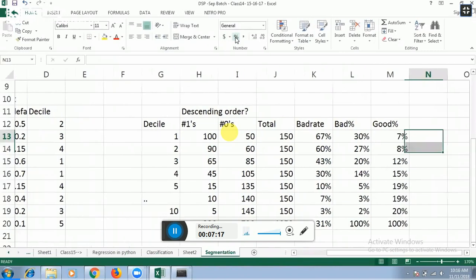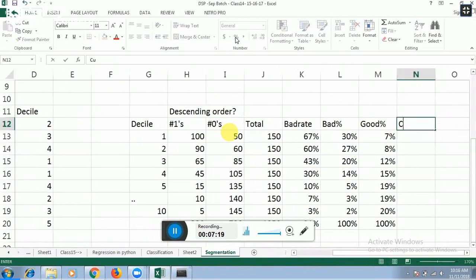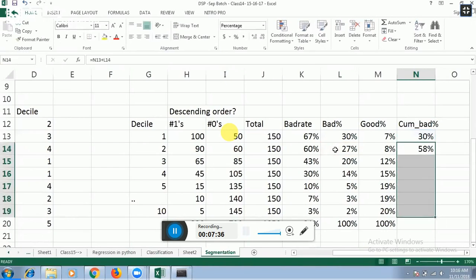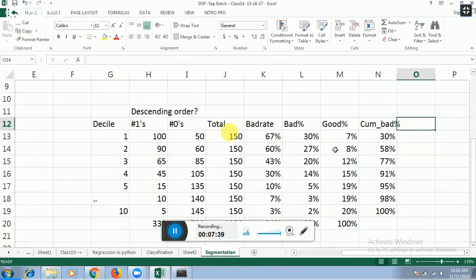Right? So the cumulative bad percentage means, in my first decile you got this, and in my first and second deciles together, how many bads you got. And the cumulative good percentage.